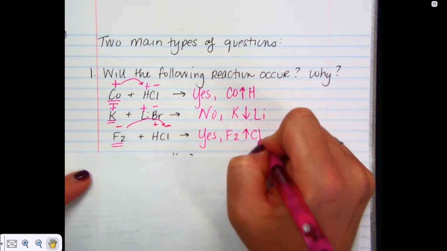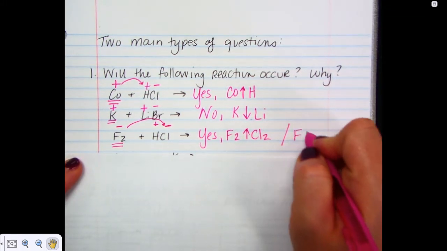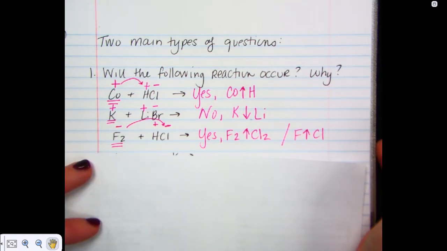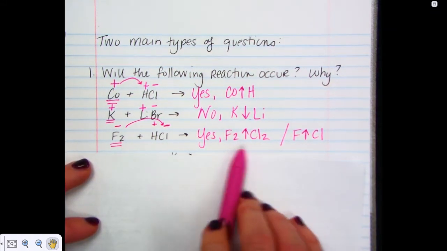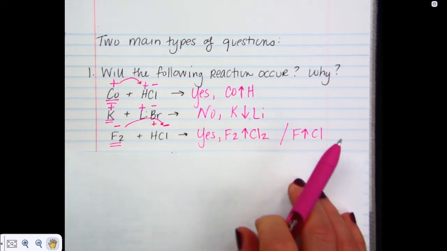And it does not matter to me if you put it as, yes, F2 is above Cl2, or if you put F is above Cl. It's the position. I don't really care if your justification has the diatomic on it or not. The point is that you knew the fluorine was above chlorine.